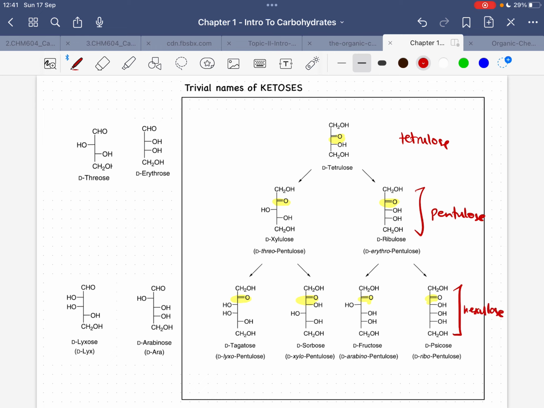Okay. So these names indicated in green, you need to familiarize and memorize. D-fructose, psicose. But there is another convention. You indicate the number of carbon atoms. Okay? So in here, it's a pentulose unit because, for example, xylulose is called D-threopentulose.